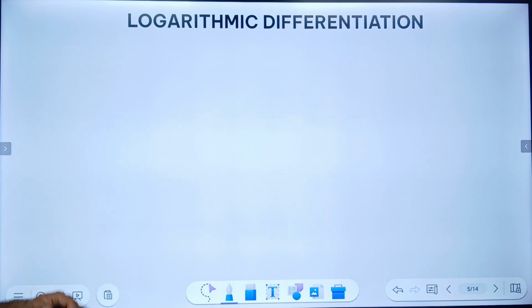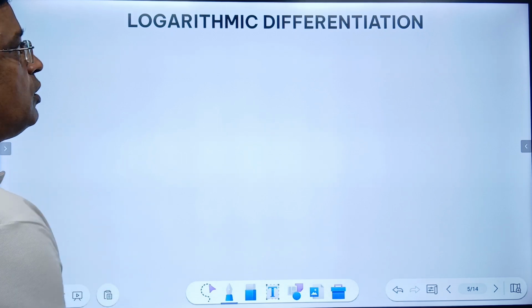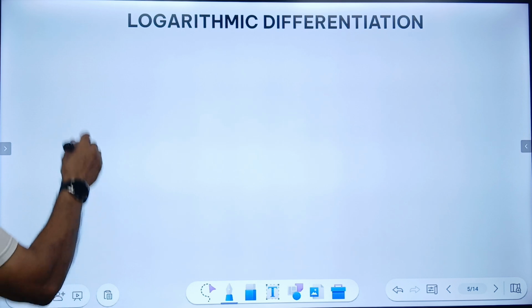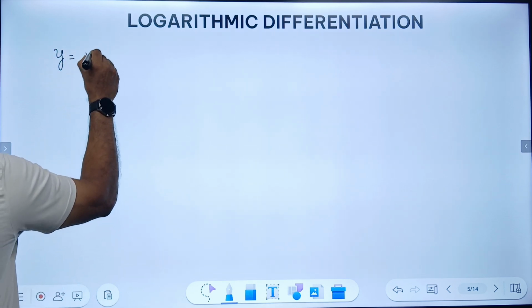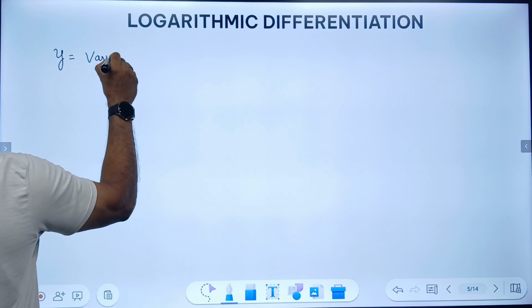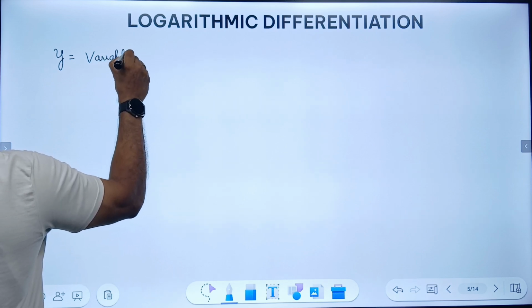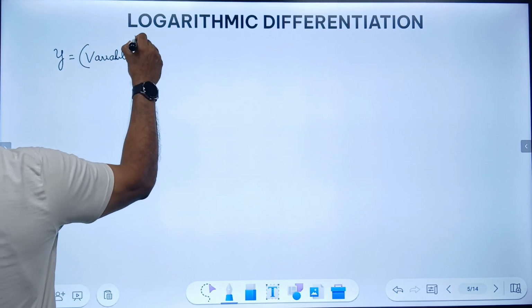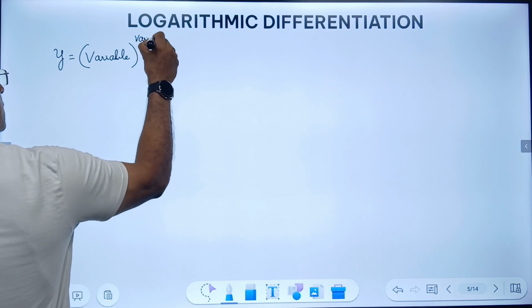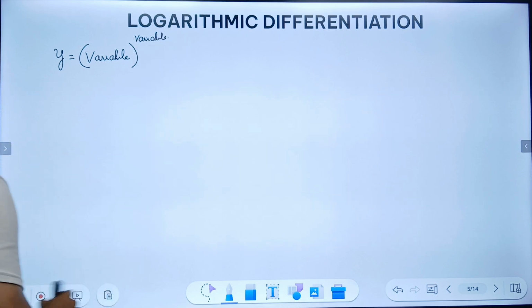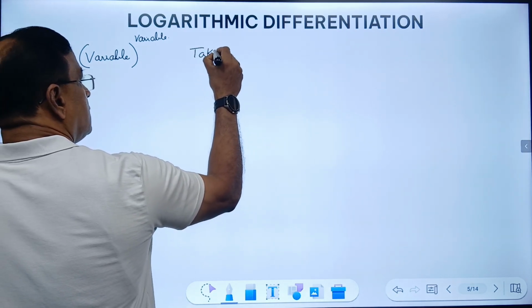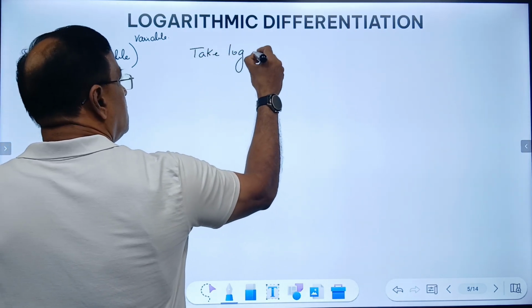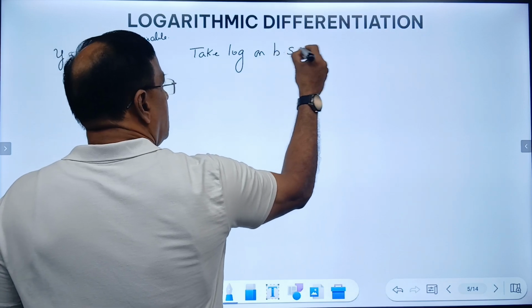Okay. Now what is logarithmic differentiation? When to use logarithmic differentiation? Now first of all, when you have a variable raised to the power of variable. Whenever you have variable raised to the power of variable, you take log on both sides and differentiate.